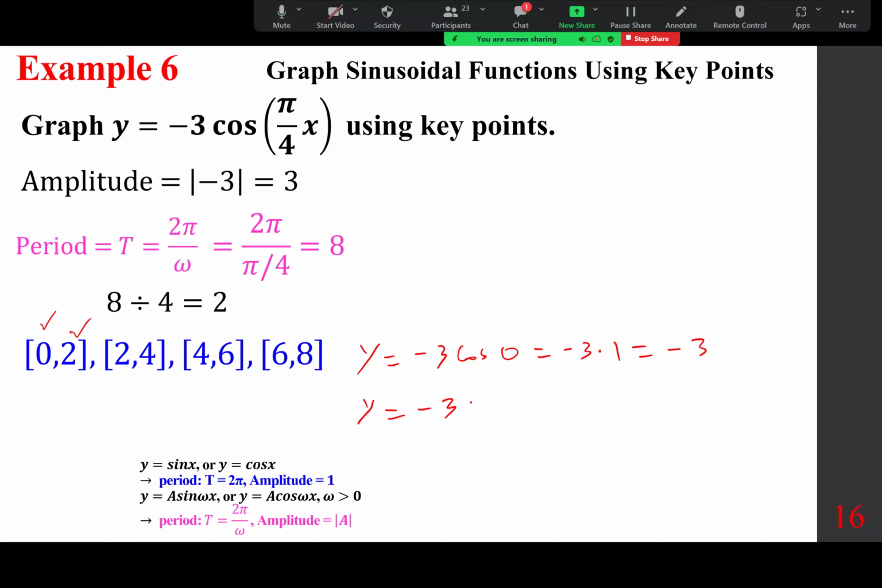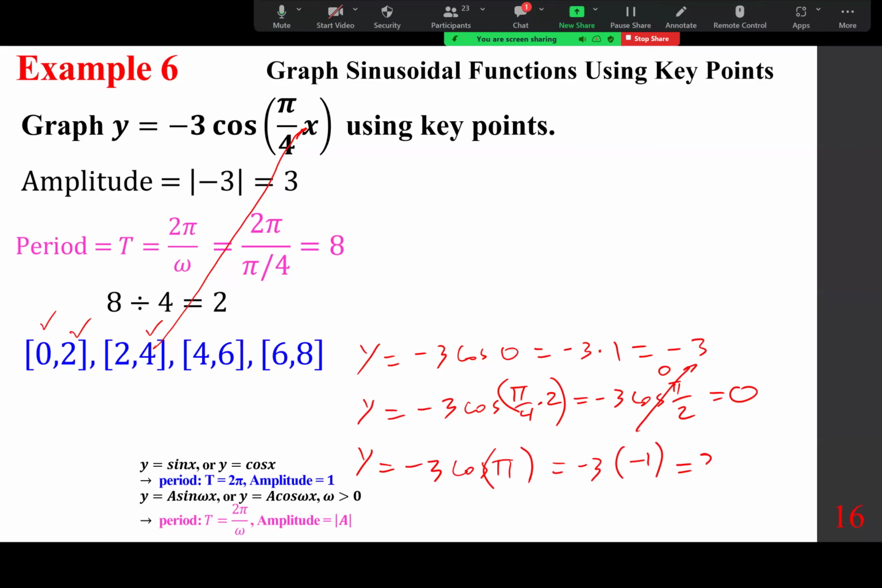And so you get 0. I'm going to do one more. 4. If I plug in 4, let me plug in 4 here instead of x. If I put 4 instead of x, I get minus 3 cosine of pi, because 4 times pi over 4 is pi. Cosine of pi is negative 1. We get positive 3.